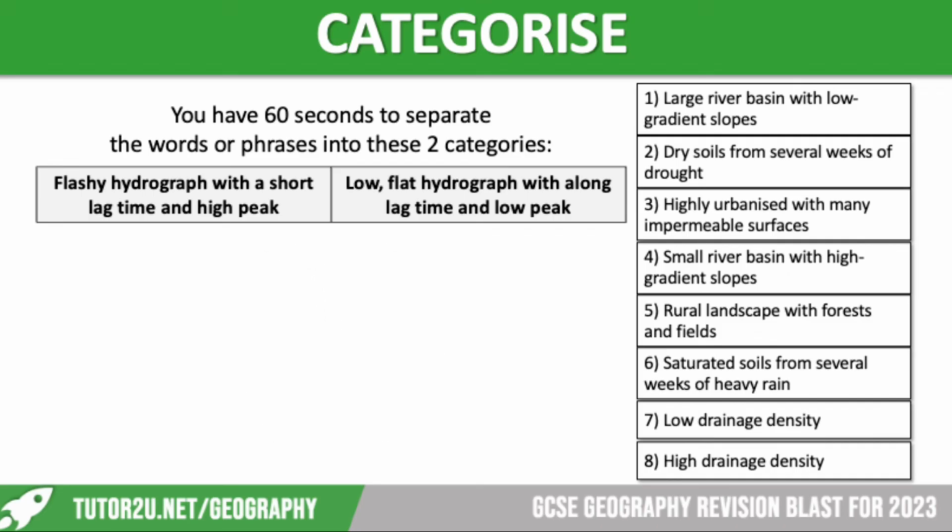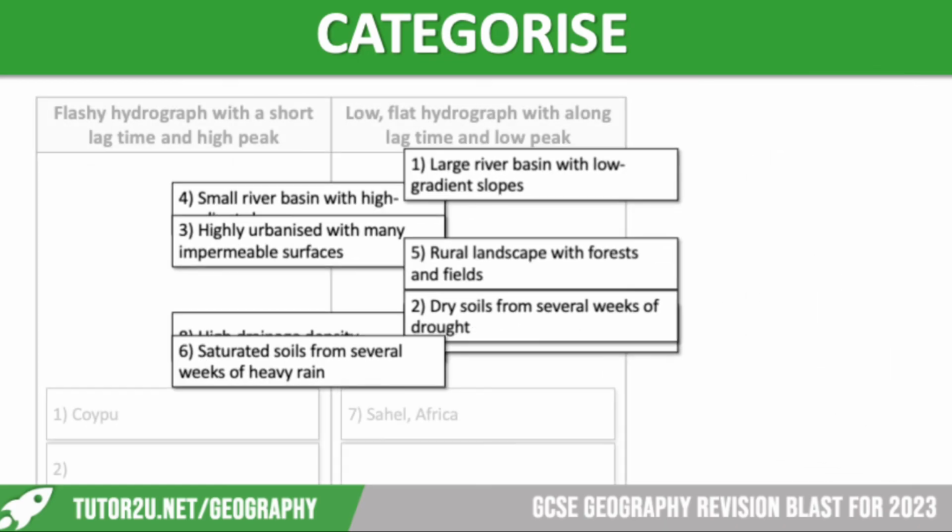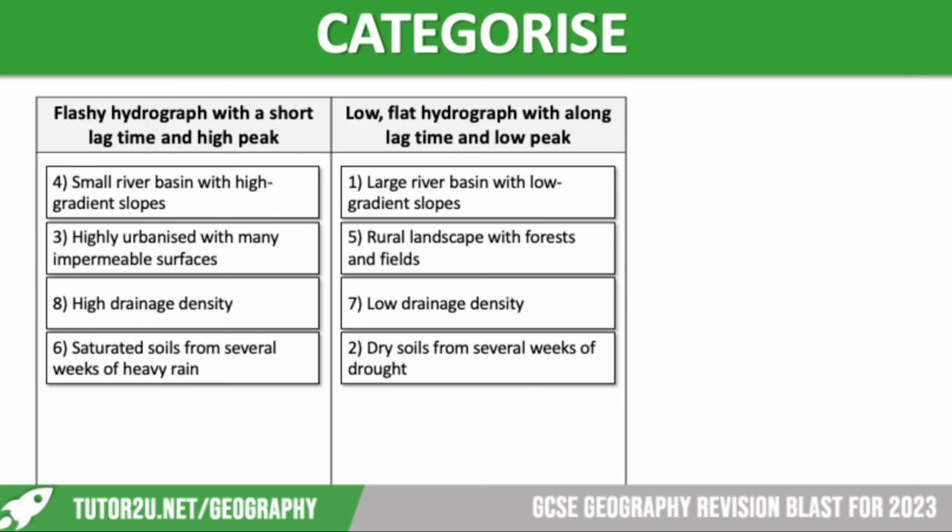Okay, let's see how we got on. So the flashy hydrograph with a short lag time and a high peak has a small river basin and high gradient slopes, highly urbanised with many impermeable surfaces, hence the increase in flood risk here, high drainage density and saturated soils from heavy rain that's happened over several weeks, which means our low flat hydrograph with long lag time and a low peak represents a large river basin with low gradient slopes. It's a rural landscape with forests and fields. It has a low drainage density and dry soils from several weeks of drought.